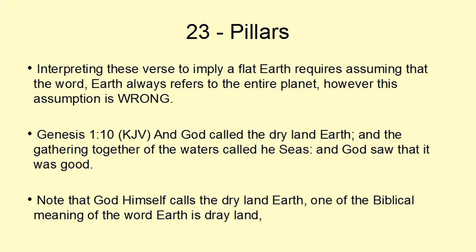Interpreting these verses to imply a flat earth requires assuming that the word earth always refers to the entire planet. However, this assumption is wrong. Genesis 1:10, And God called the dry land earth, and the gathering together of the waters he called seas. And God saw that it was good. Note that God himself called the dry land earth. One of the biblical meanings of the word earth is dry land.